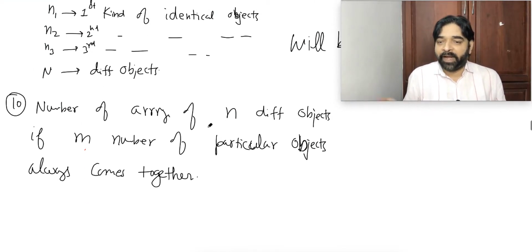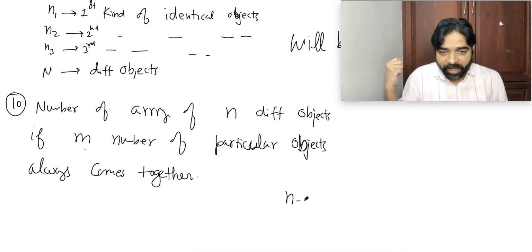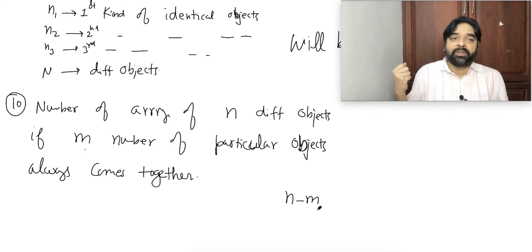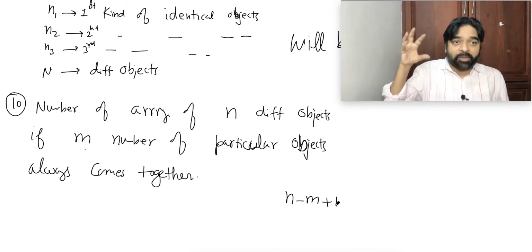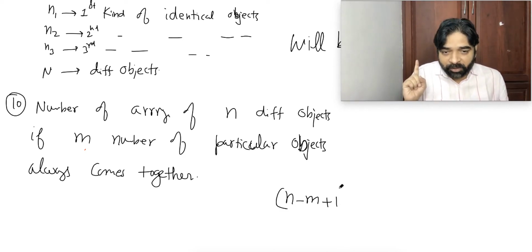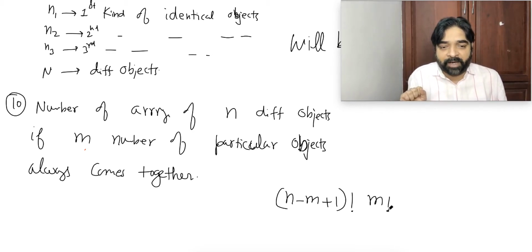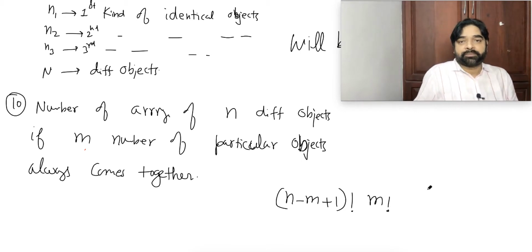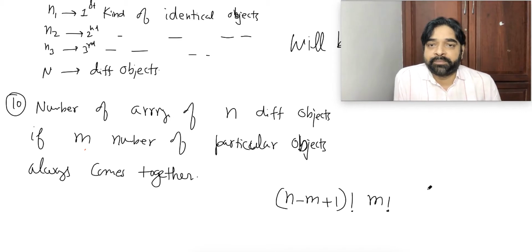Number of arrangements of n different objects where m particular objects always come together: first take out the m objects. How many objects are left? n minus m objects, plus 1. Why plus 1? Because whatever m objects came out, they came inside the box, and the box is 1 object. This factorial, into the internal arrangement of those inside the box, m factorial. This will be the answer. I hope it's clear to all of you.